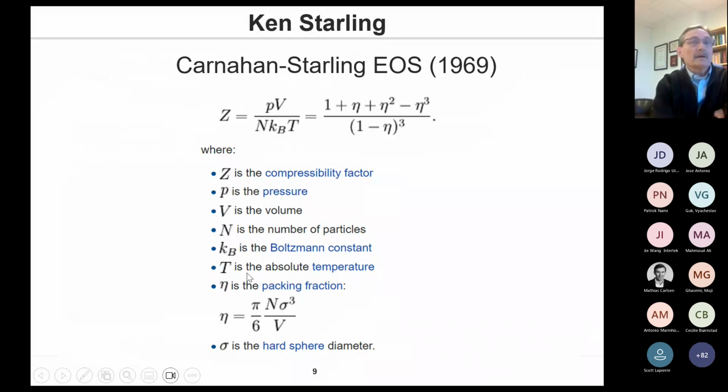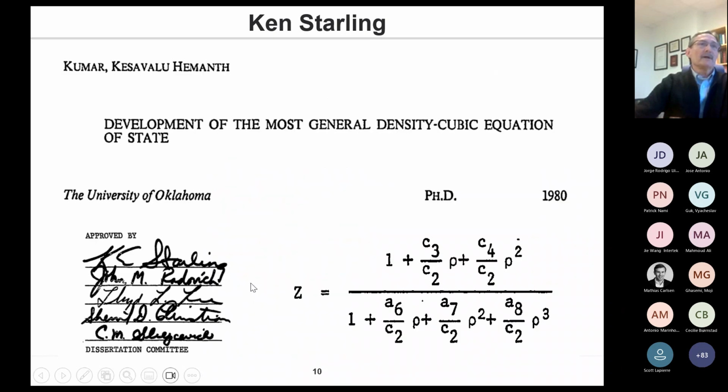The Carnahan-Starling equation of state is not as much used in the industry, to my knowledge. It came out in 1969 and was particularly accurate for certain systems. This is the cover page of the PhD thesis of Hemant Kumar on the most general cubic equation of state, shown here on the lower right in 1980.